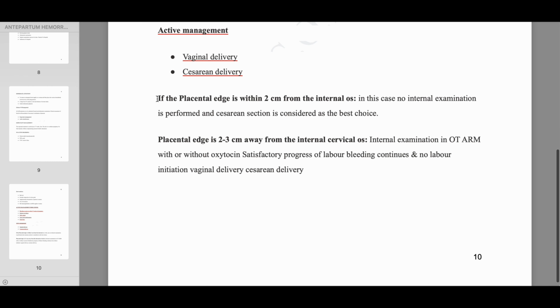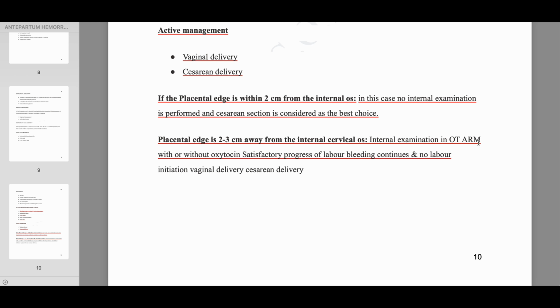delivery. Okay, so if the placenta edge is within 2 centimeters from the internal os, in this case no internal examination is performed and cesarean section is considered the best choice. Now, if the placenta edge is 2 to 3 centimeters away from the internal cervical os, in this condition: internal examination in OT, artificial rupture of membranes, ARM, with or without oxytocin; satisfactory progress of labor; if bleeding continues and no labor initiation, vaginal delivery or cesarean section.